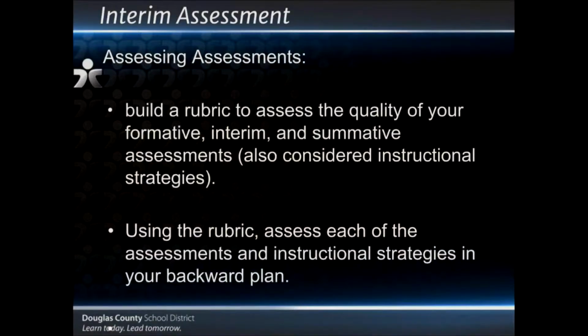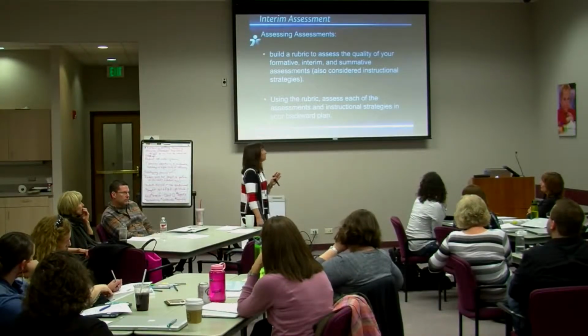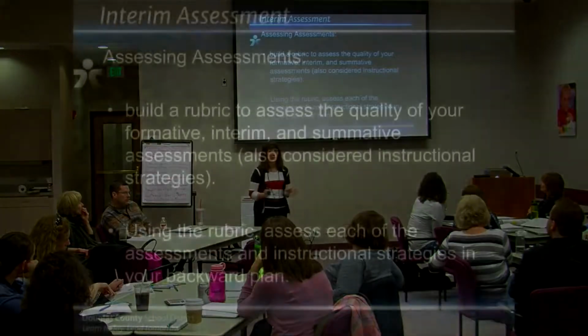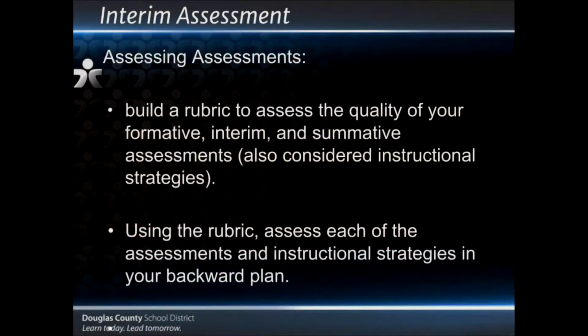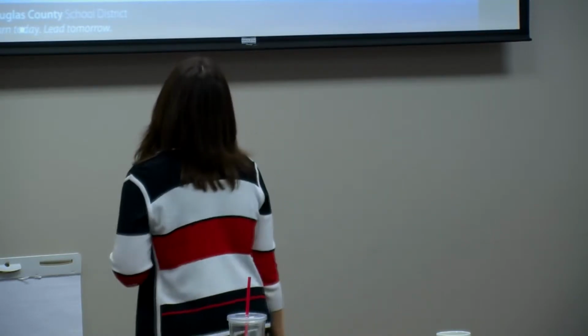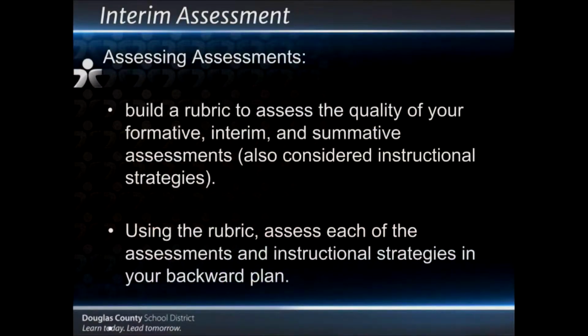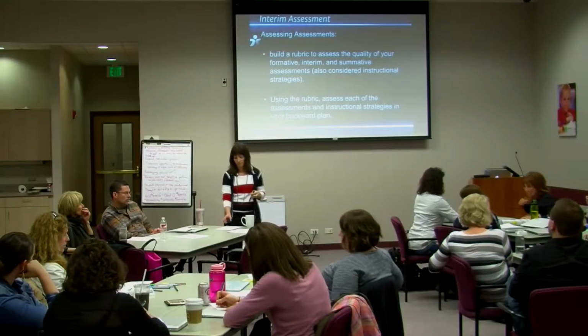So how many of you have a backward plan you've used with adults? Okay, we're good to go then. So the first step is you're going to think about everything we've done so far, and you're going to create a rubric to assess your own stuff, at the same level of rigor you just assessed those. Does that make sense? All right. And then you're going to use the rubric to assess each of the assessments and instructional strategies in your backward plan that you built for adults. Okay? Any questions on that? All right, let's do it.